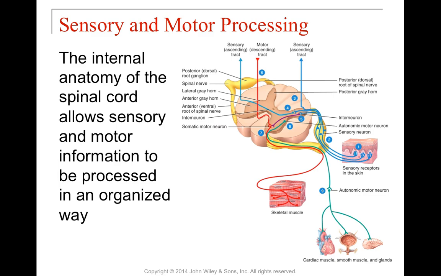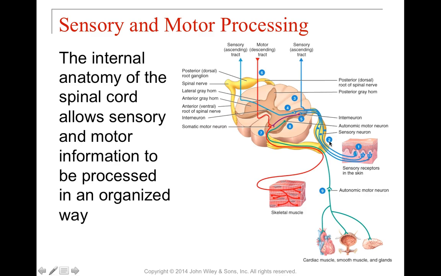So we have 2 different pathways, is what I was going to say. We have a pathway that's going to feed into the skeletal muscle, and then a pathway that's going to feed into all of the other types of muscle, cardiac muscle, smooth muscle, glandular secretions, and other types of internal information, like for your internal organs.